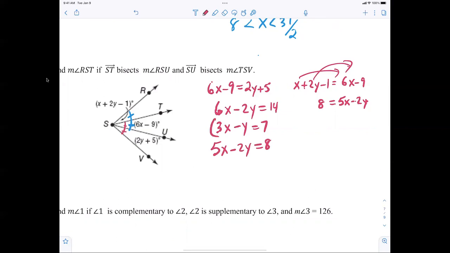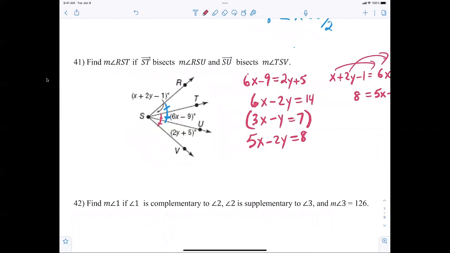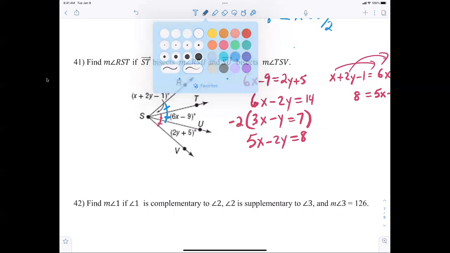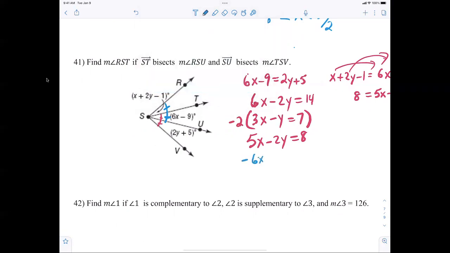Now what do I multiply the top equation by? Somebody from last year want to remember? -2, very good job, -2. All right, when I multiply that by -2, that becomes -6x plus 2y equals -14. Now you can add it, -x equals -6, so x was what? 6.